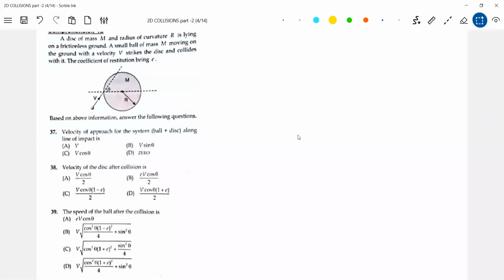Read the question now. A disk of mass m and radius r is lying on a frictionless ground. A small ball of mass m moving on the ground with a velocity v strikes the disk and collides with it. The coefficient of restitution being e. We'll calculate the velocity of the disk and the velocity of the particle. So the overall diagram is like this.